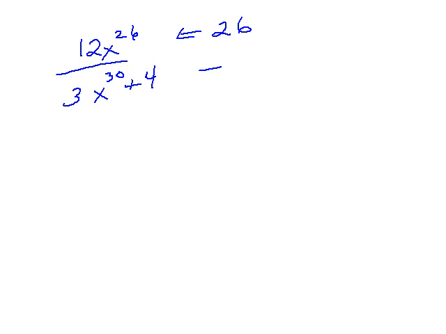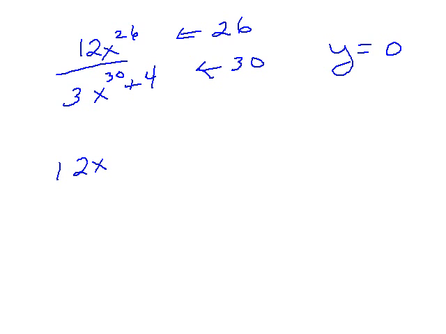Now we'll do a couple just for practice. If I have 19x to the 26th divided by 3x to the 30th plus 4, what is the horizontal asymptote? We go up here and look at the degree of this. The degree of the numerator is 26, the degree of the denominator is 30. Right? So in this case, y equals 0 is a horizontal asymptote.